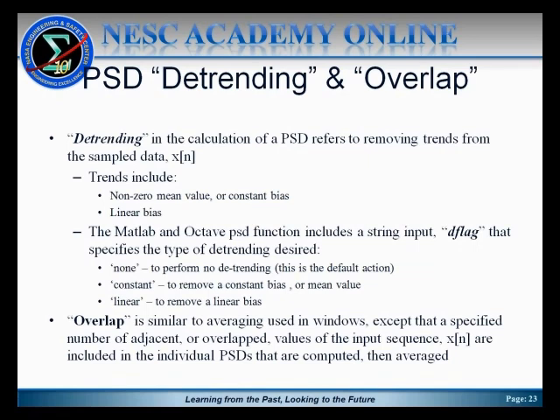Overlap is similar to the averaging we talked about before, except that if you specify an overlap, that number of adjacent values of the input sequence will be included in the individual PSDs that are then computed and averaged. So that overlap just slides down, if you envision sliding the samples down where you're overlapping some number of them with each window. And again, that's just a technique to put in some averaging or other manipulation of the inputs so that you can more clearly isolate the individual signal content that's present.